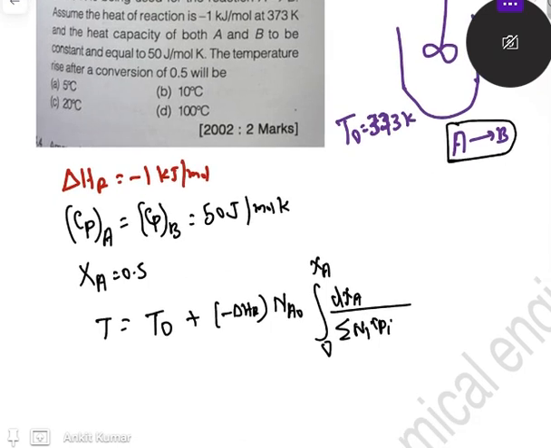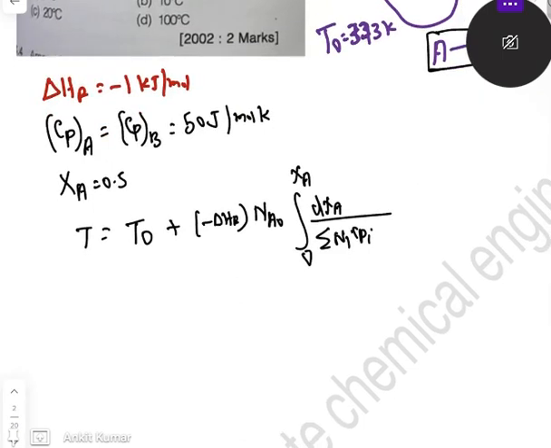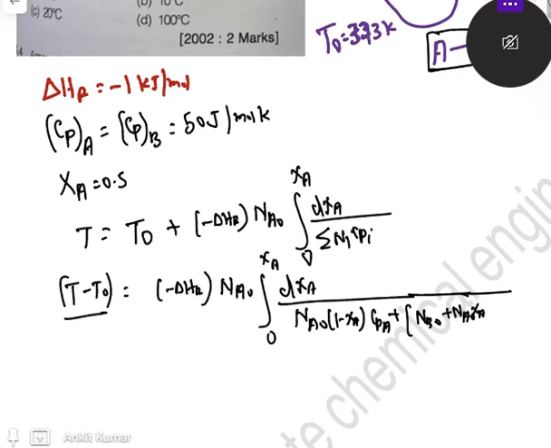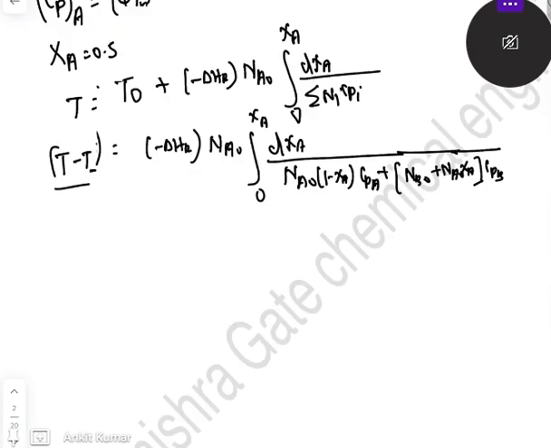So you are supposed to calculate the rise of temperature. So what is the rise in temperature? Temperature rise will be T minus T naught. Okay, this is the rise in temperature. That will be equal to minus delta HR and obviously Na naught and integral 0 to Xa dXa upon Ni Cpi. You can write Na naught into 1 minus Xa Cp of A plus Nb naught plus Na naught Xa, because the stoichiometry of the reaction is given, and obviously Cp of B, something like that.